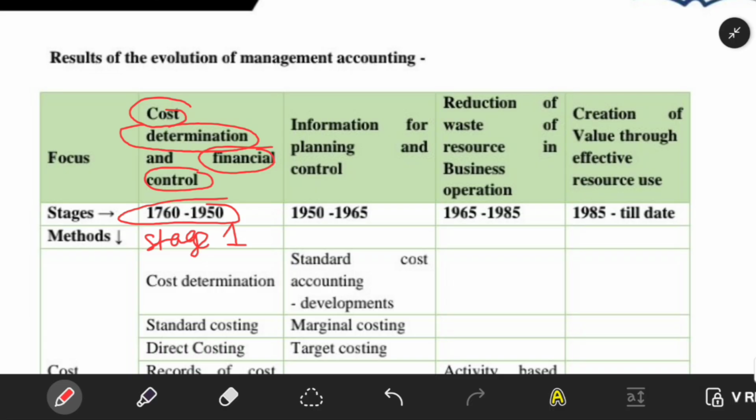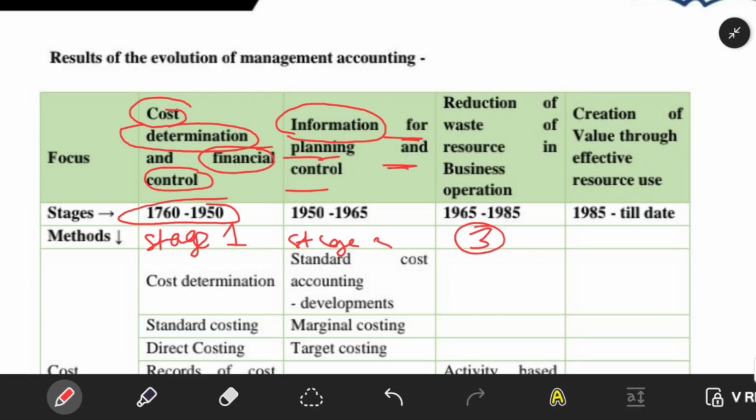Next is stage 2. In this stage, accounting started being used for management planning and control. That is, stage 2 used information for planning and controlling. That is, reports were used not just to record the cost, but also to plan and control business activities. And the third stage is 1965 to 1985.